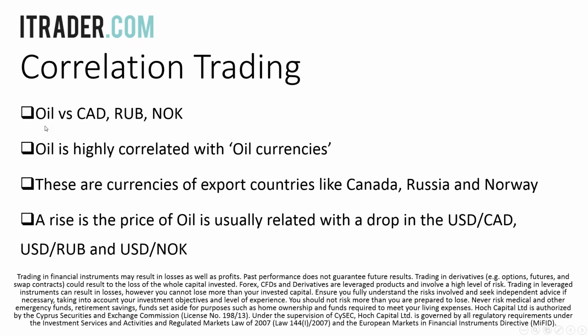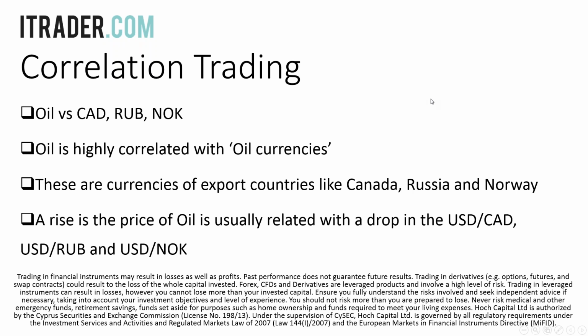Oil. Okay, let's talk about oil. Oil versus the Canadian dollar, the Russian ruble, and the Norwegian krone, the NOK. Oil is highly correlated with oil currencies. This is what we call oil currencies. These are currencies of exporting countries like Canada, Russia, and Norway.